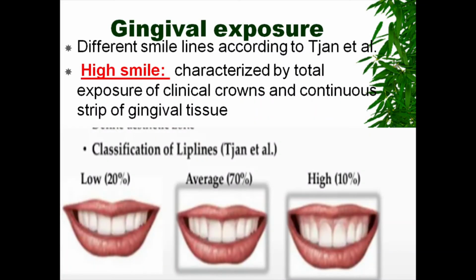Now gingival exposure. Different smile lines. The classification according to Tjan. First is the high smile line. It is characterized by the total exposure of the clinical crown and a continuous strip of gingival tissue exposure. So if we look at this picture, this is a high smile line, in which total exposure of the clinical crown as well as a continuous strip of gingiva is exposed.